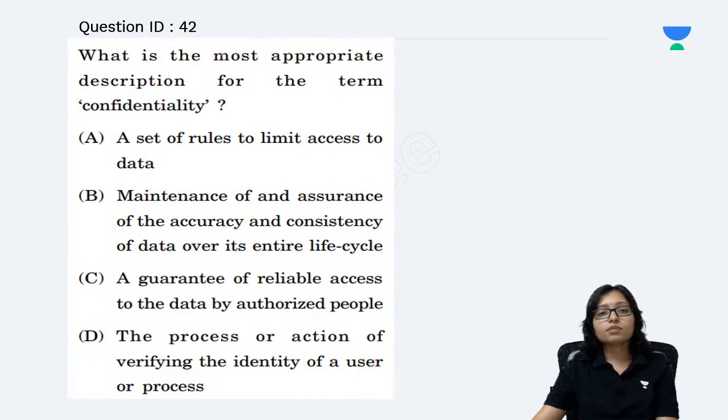Now here, what is the most appropriate description for the term confidentiality? Confidentiality, this is network related, security related, for the security purpose. What will be the answer?